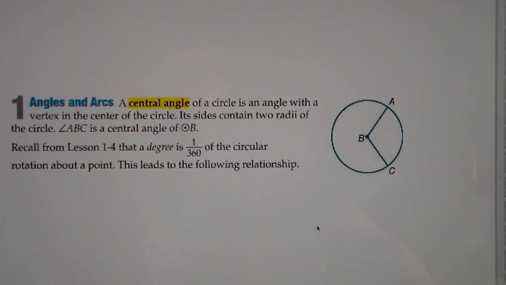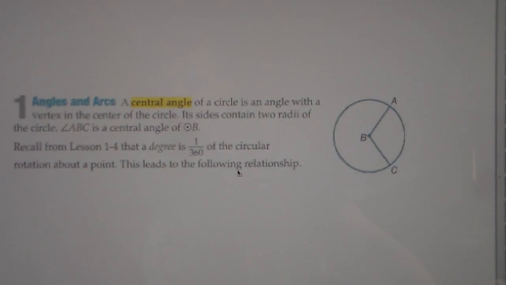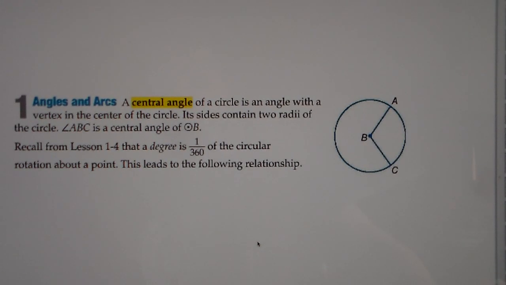Alright, so let's go through some of this stuff here. A central angle of a circle is an angle with a vertex in the center of the circle. So that vertex, the point, it has to be the center of the circle. So B is literally the perfect center of this circle. So central angles require that. There needs to be a point in the middle of that circle.